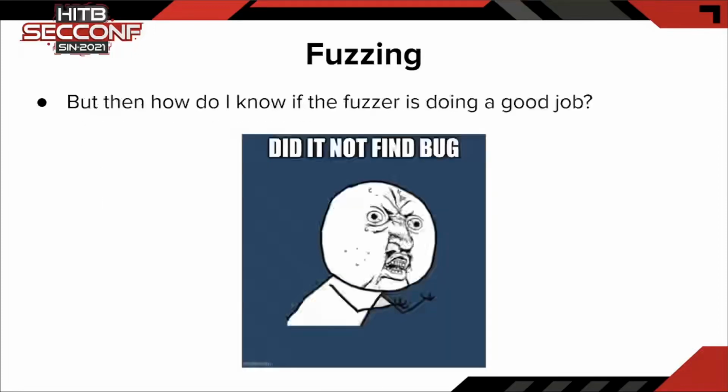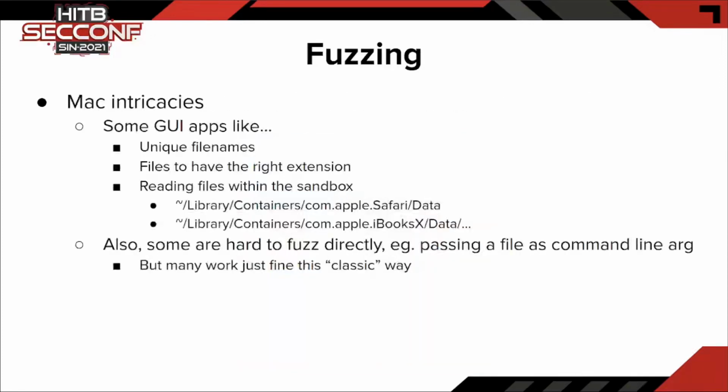So, fuzzing on Mac, some of the intricacies we talked about before, the sandbox stuff. Some GUI apps like unique file names. That's another thing I ran into, which was if you try to reuse temp/fuzz, for example, not all apps like that. They may bail if they don't see the right extension, or they've seen this file name again, so they try to cache it or refer back to it in some way. Again, reading within the sandbox, we talked about that.